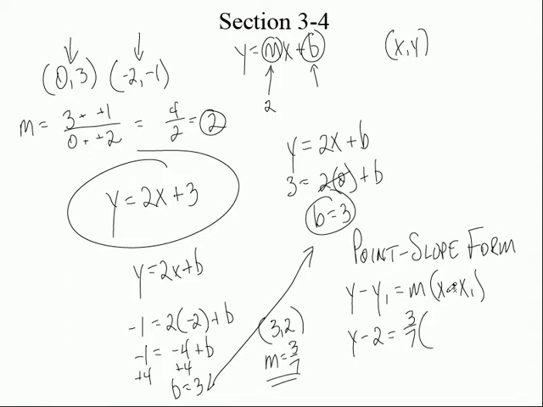3/7 parentheses what? X minus x1. What's my x1? It's 3. Look, I just leave it like that and I am done. Was I right? That was super easy, wasn't it? If they give you a point and they give you a slope and they tell you to put it in the point slope form, really, really easy.